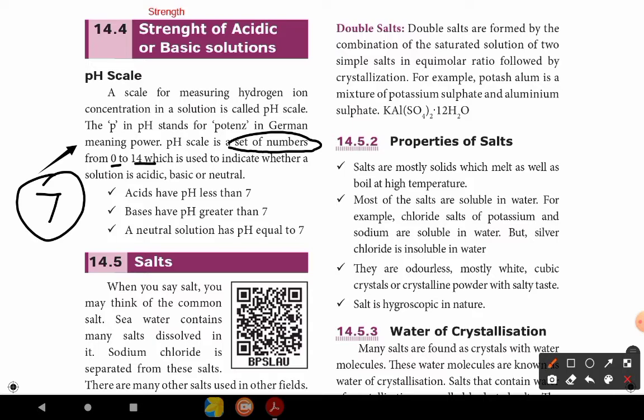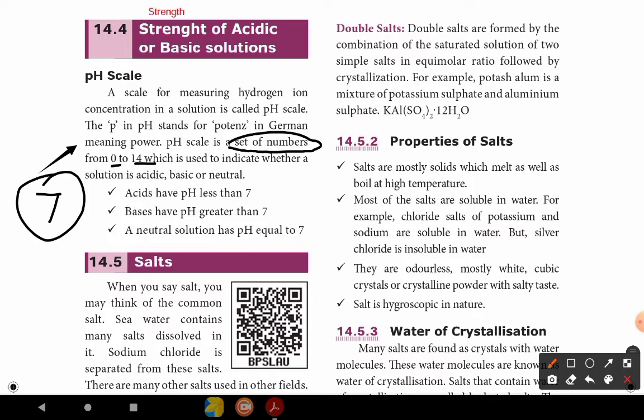Above 7, 14 — you have 8, 9, 10, 11, 12, 13, 14, then it will be base. Okay, so near 0, the acidity will be more. Okay, so when it is 0, the acid will be very strong, 0, 1 and so on. Okay, then if it is 14, if there is a color change at 14, at 13 and 14 it will be very, very basic.